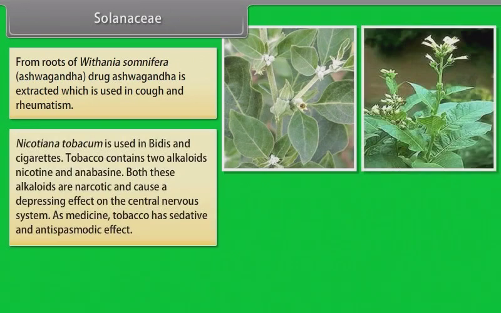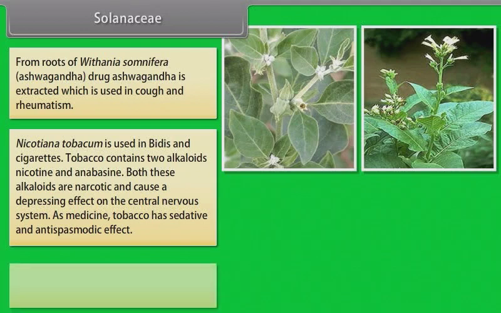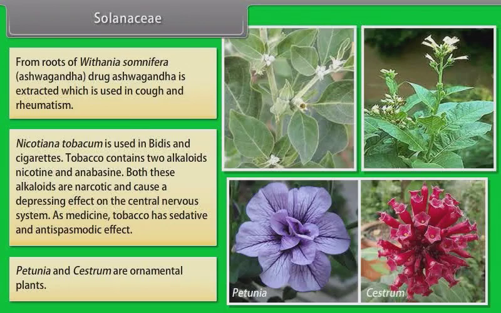Nicotiana tabacum is used in bidis and cigarettes. Tobacco contains two alkaloids, nicotine and anabasine. Both these alkaloids are narcotic and cause a depressing effect on the central nervous system. As medicine, tobacco has sedative and antispasmodic effect. Petunia and Cestrum are ornamental plants.